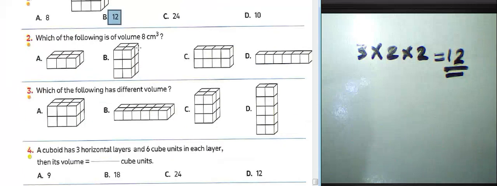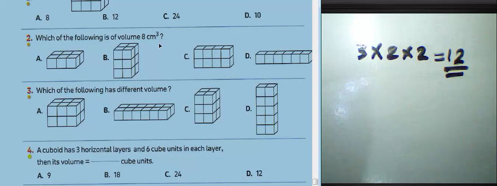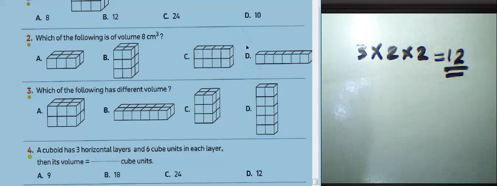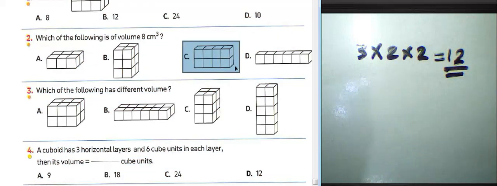Which of the following is the volume of 8 cubic centimeters? Count with me. 1, 2, 3, 4, 5, 6. No. 1, 2, 3, 4, 5, 6, 7, 8. Letter C. Choose letter C. We can count all the cuboids in this cuboid. Okay. Cuboid letter C.